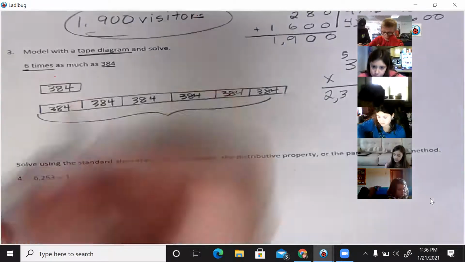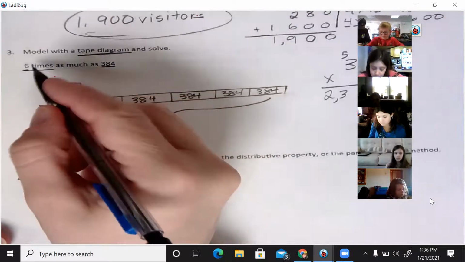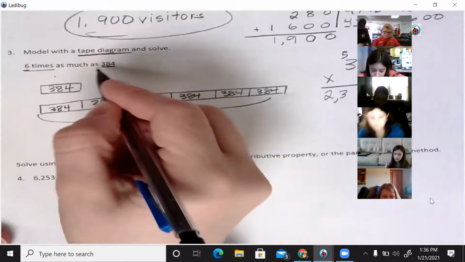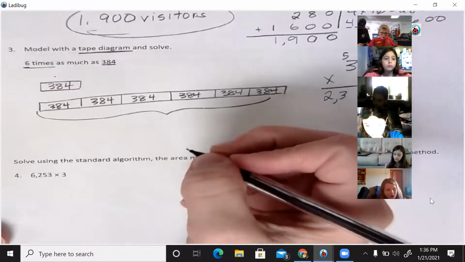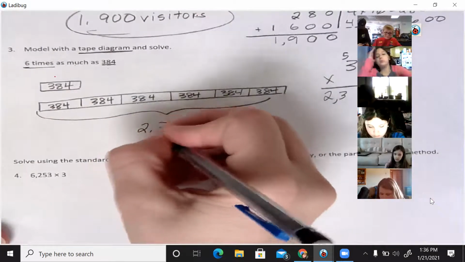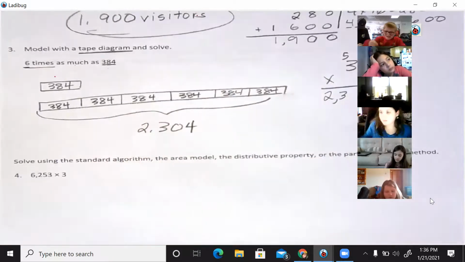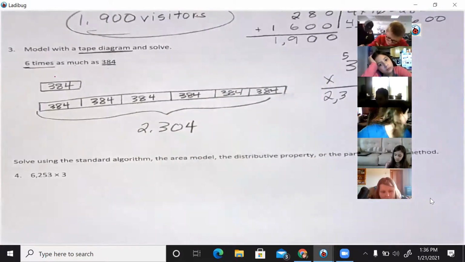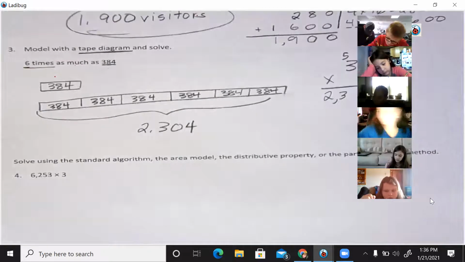So Nina, how big or what number is 6 times as much as 384? 2,304. Good. So we're going to go ahead and label your tape diagram underneath the curly bracket with that big number, 2,304.